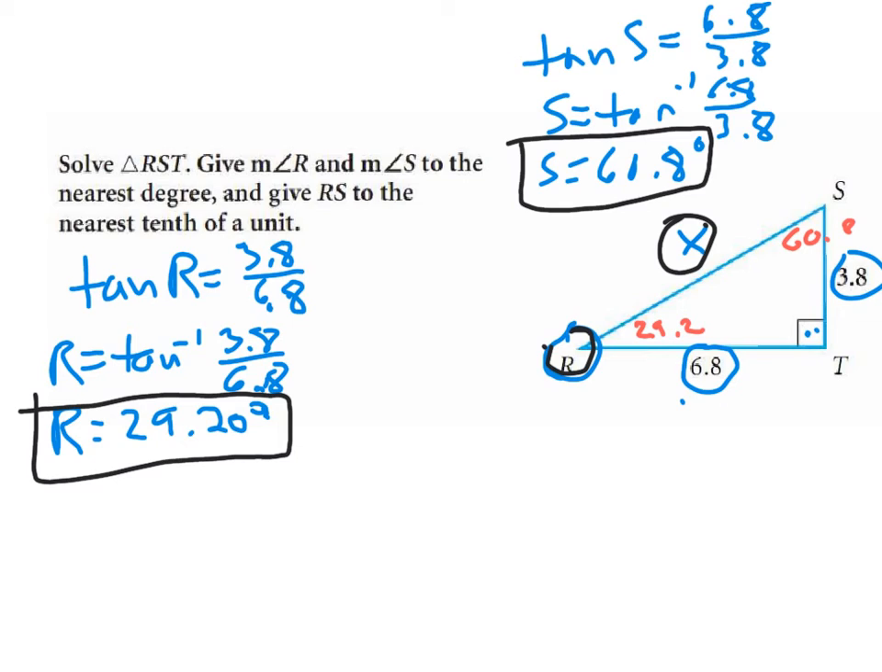So I'm going to say, all right, at angle R, X is the hypotenuse, and 3.8 across from it is opposite. I could use the adjacent too. It just depends which one you like best. So if I'm going to use opposite and hypotenuse, that is sine. So sine of R, but R is 29.2, equals 3.8 over X.